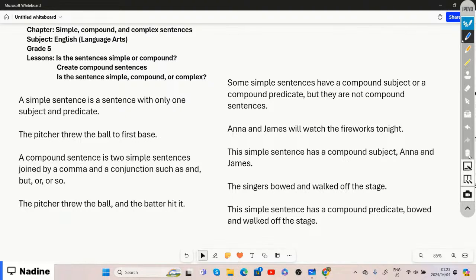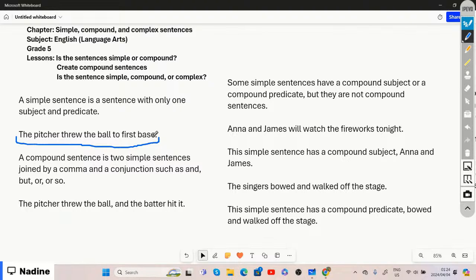Remember an independent clause stands on its own. It's like saying the sentence, the pitcher threw the ball to the first base. That sentence is independent. It can stand on its own. Once you split that sentence, it's not going to be a complete sentence anymore. If you just say threw the ball to the first base, that is not a complete sentence because it's missing the subject.